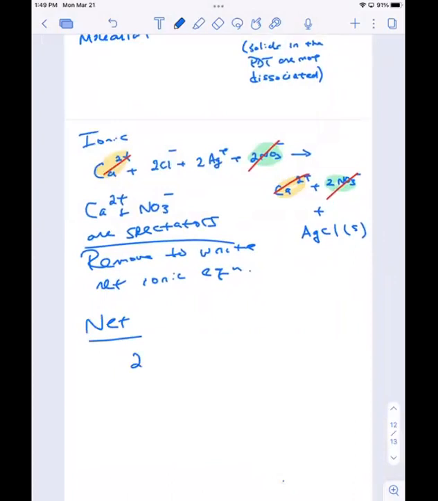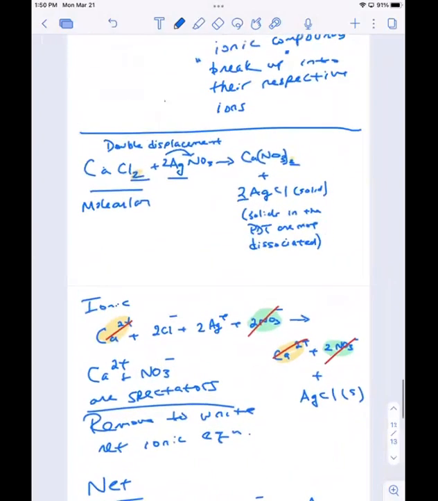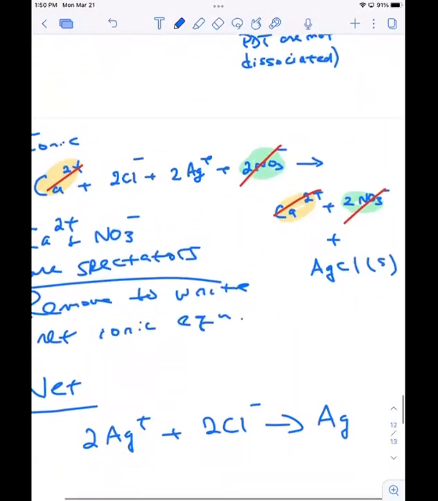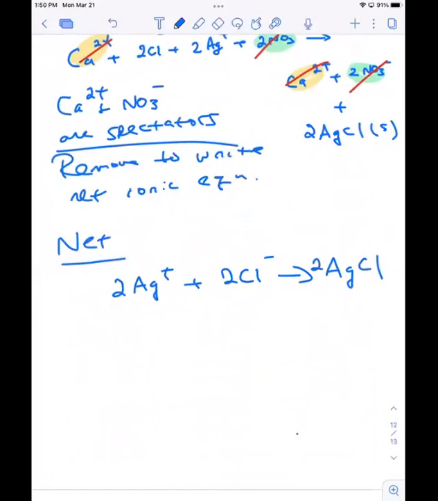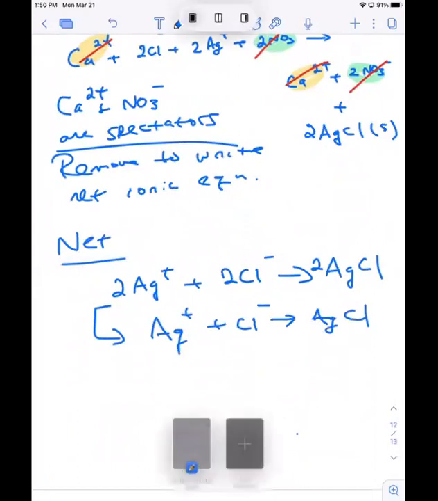All right, so it's 2 Ag plus, 2Cl minus going to, and I need to put that number back in there, 2 AgCl. All right, this is the net ionic equation. And since all the coefficients are the same, we can just write it as Ag plus, Cl minus going to AgCl. All right. Questions about that part?